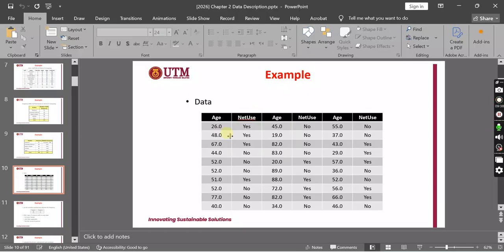How many data do you have? Let us count: 1, 2, 3, 4, 5, 6, 7, 8, 9, 10. So 10. How many columns do you have? 1, 2, 3. So we have 30 observations for each variable, and it's two variables, so it's bivariate.